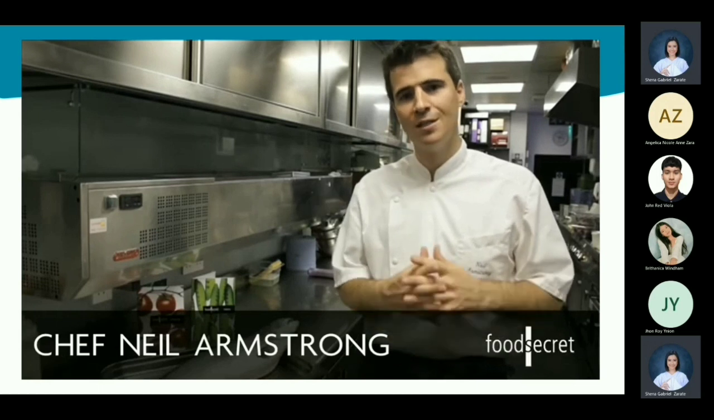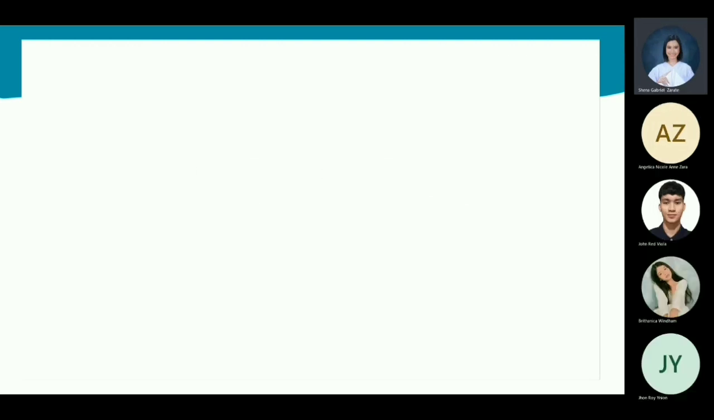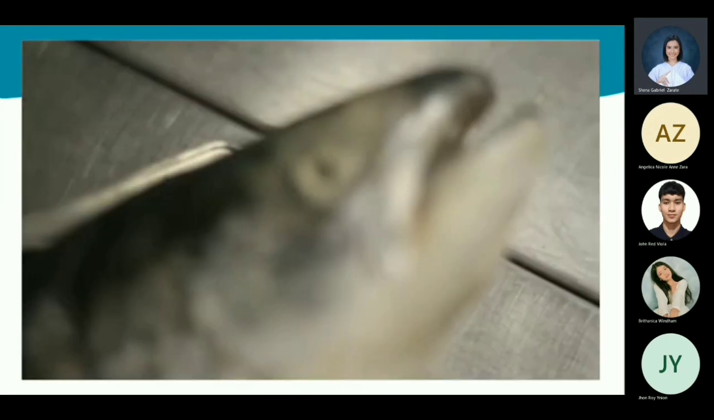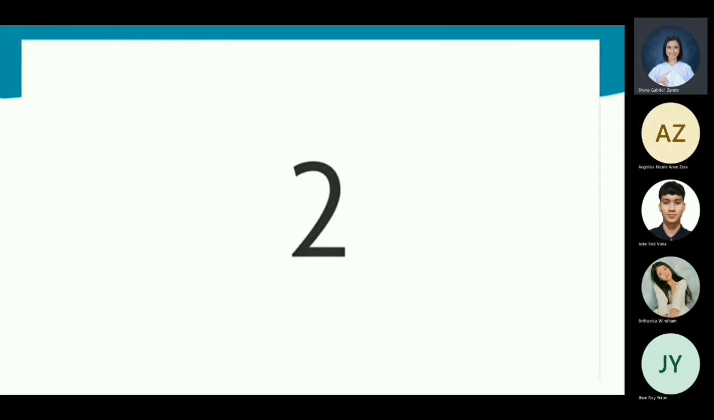Welcome to the Food Secret Kitchen, where we source our fish daily from Billingsgate Market. Today, I've got 5 top tips for you to check if a fish is fresh. So here we have a lovely salmon. The first thing I'm going to look at is whether the eyes are clear, bright, and plump.